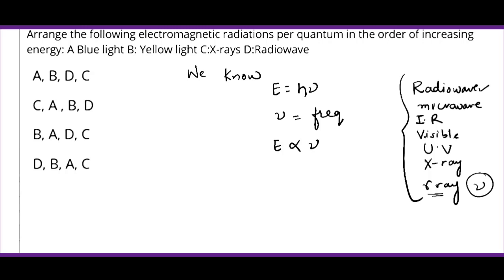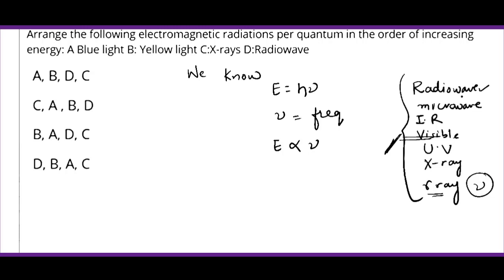Now first we are given blue light. Blue light will lie in the visible spectrum. After that, yellow light, X-ray and radio wave. Radio wave has the lowest frequency, hence its energy will be less.